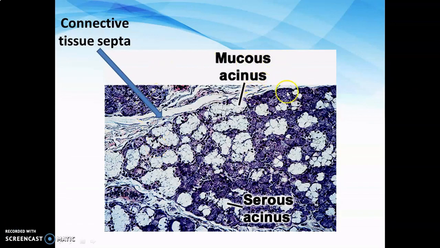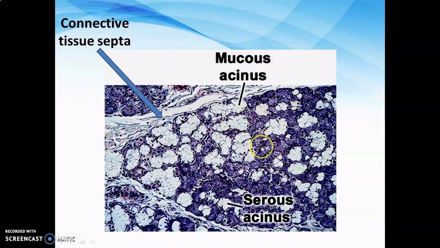So in this H&E stained section of salivary gland, here you can see mucous acini as well as serous acini. This is an H&E stained section of a mixed salivary gland where both types of acini are present. There is an obvious difference in the staining of serous acini and mucous acini.